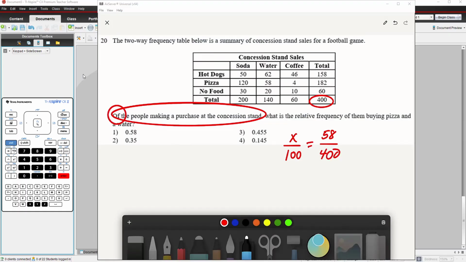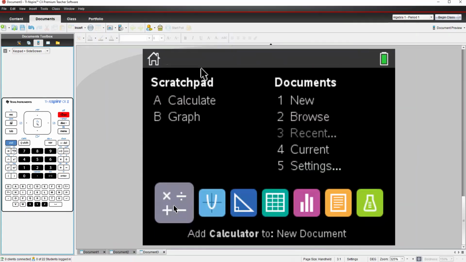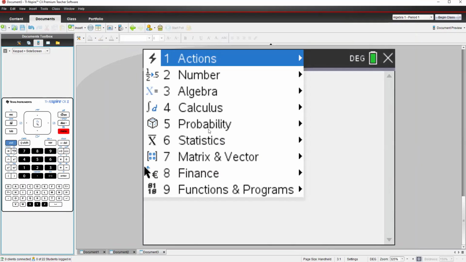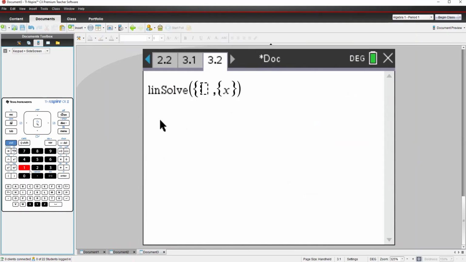I'm going to use menu 32 because that is a nice tool to quickly solve linear equations. So I'm just going to go menu 32, and then I'm going to make this one, since we only have one equation. And then this is going to be x divided by 100 equals 58 divided by 400. Now, if I go back, I want to show you guys something real quick.